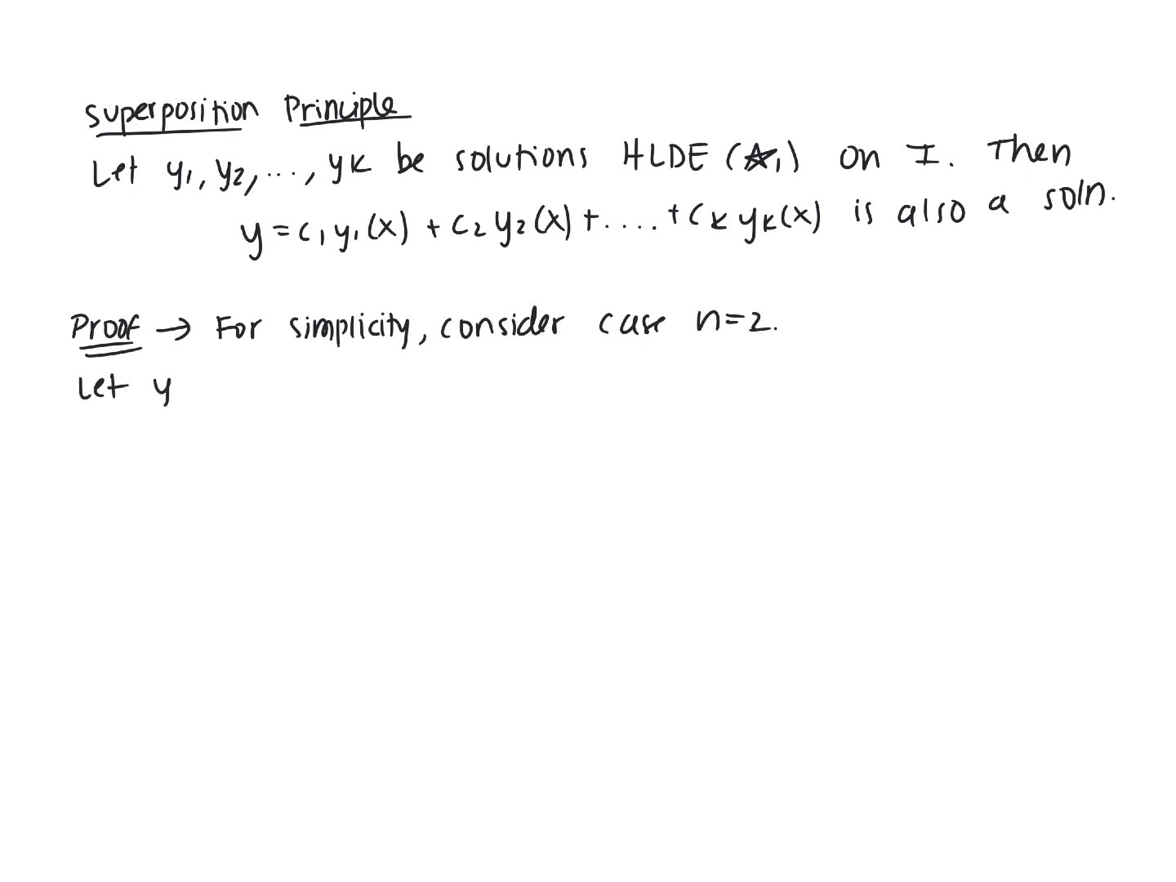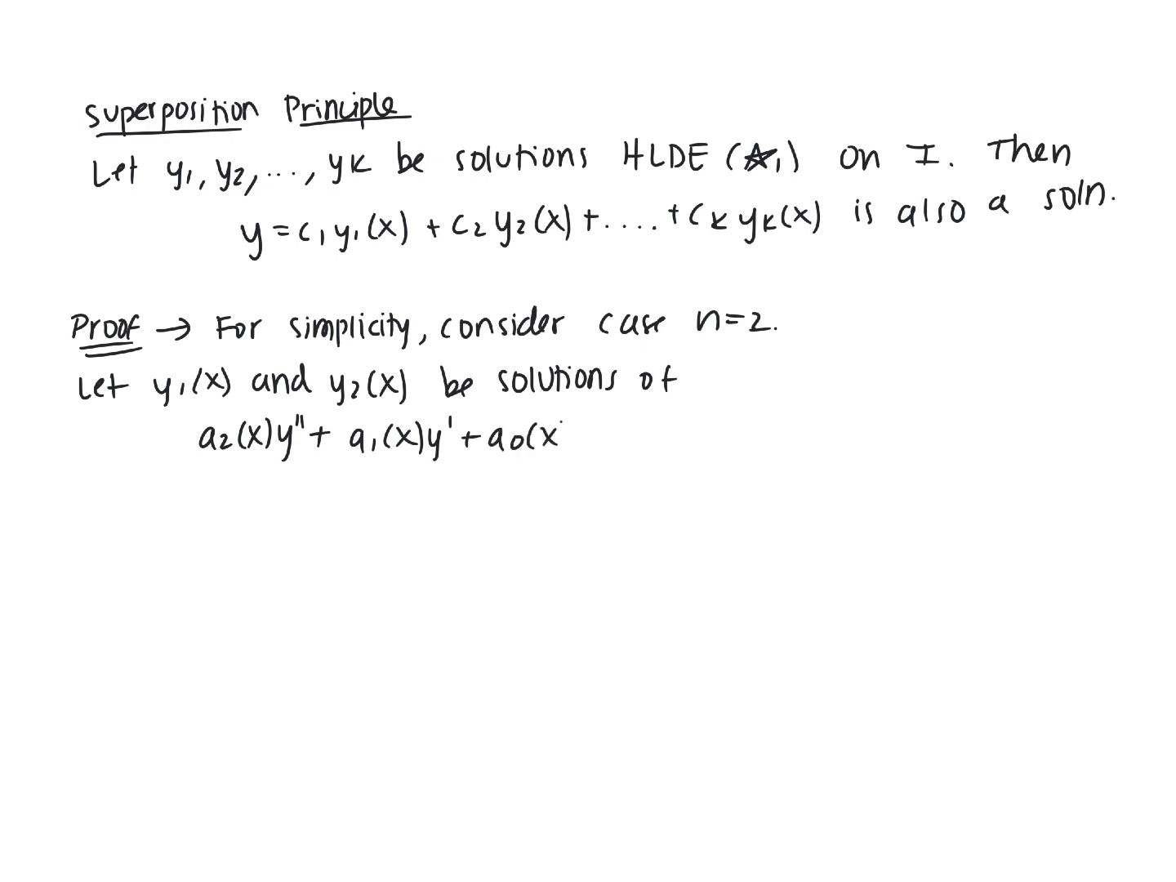Okay, so let y1 of x and y2 of x be solutions of a homogeneous linear differential equation of order 2. So that would be a2 of x, y double prime, add a1 of x, y prime, add a0 of x times y is equal to 0. And we are going to let y be equal to c1 y1 of x plus c2 y2 of x.